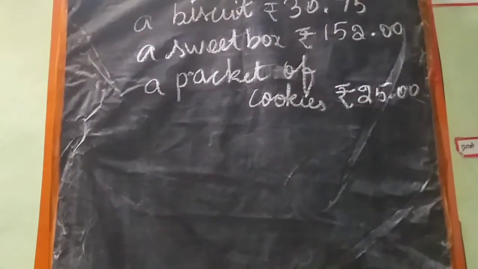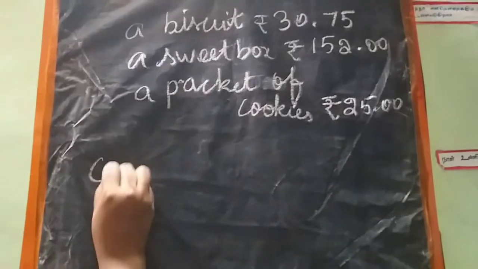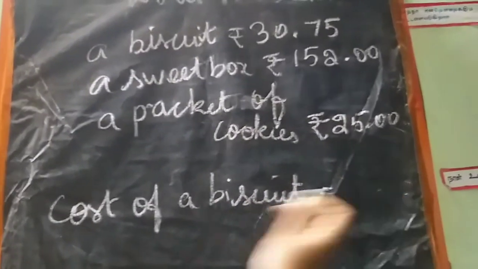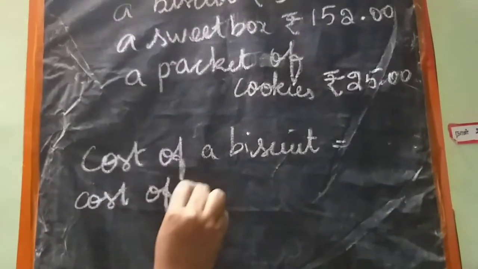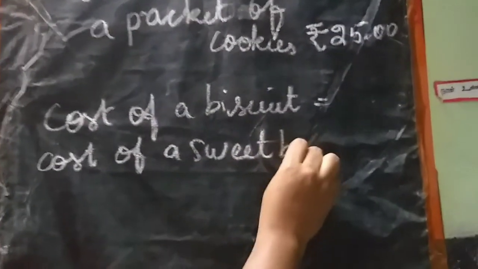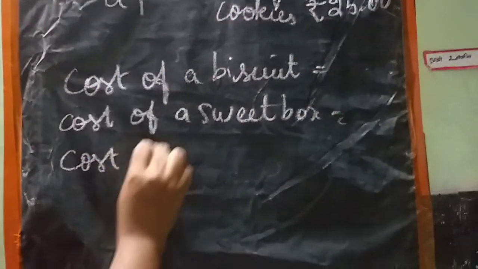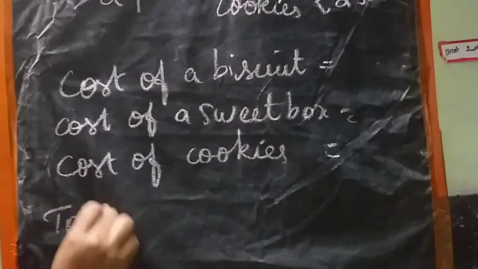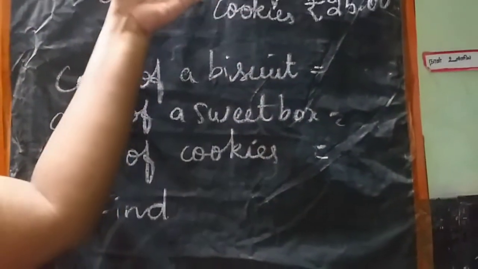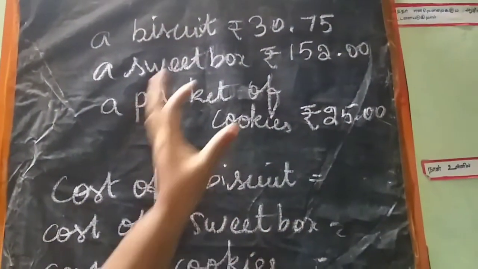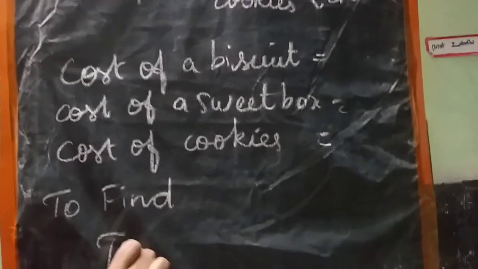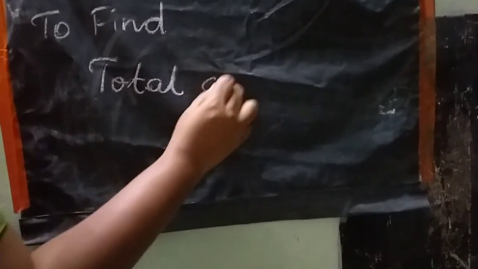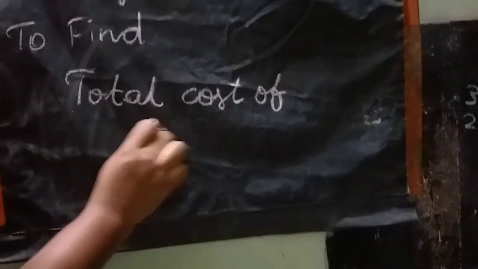So, how will you write in the statements given part? Cost of a biscuit, isn't it? Then write the number. Cost of a sweet box. Then cost of cookies. Then in the to find part, you should write total, because you want to calculate all the three products, isn't it? So, in the to find part, you should write total cost of three things.